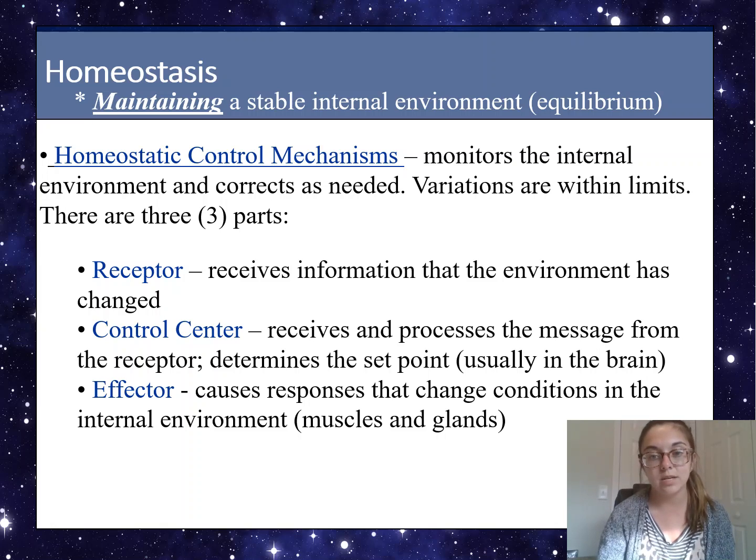The brain receives and processes that message from the receptor, and it also has a certain set point, whether it's your internal body temperature, that it needs to be within. Okay? Lastly, the control center then sends information to the effectors, which are going to cause a response to get those conditions back to normal in the internal environment in the body. Now, the effectors are often the muscles and the glands. Okay, we'll talk about some examples.